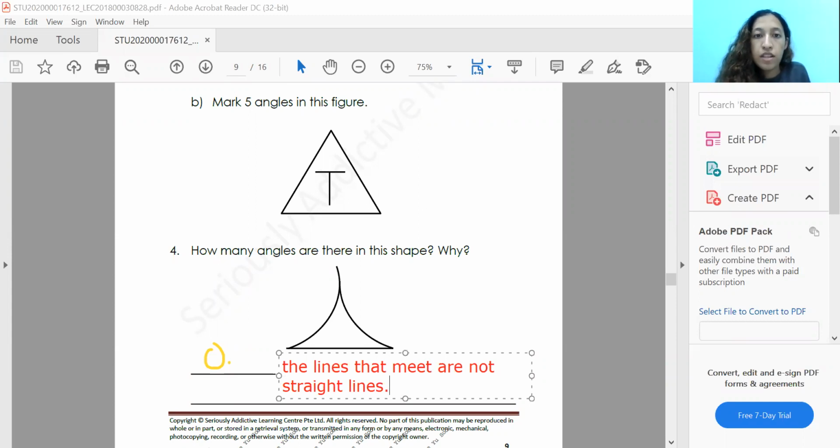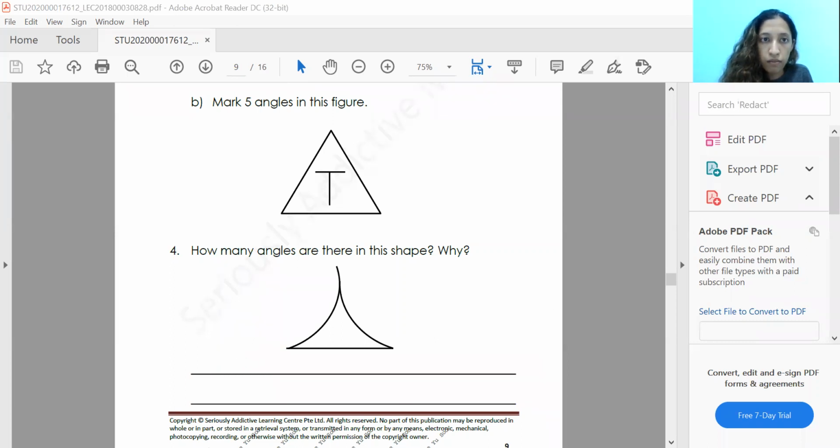Okay, so remember I told you for an angle to be formed, you need to have 2 straight lines to meet at a point. In this case, they do meet at a point, but they are not straight lines. So there are 0 angles over here. All right. Okay, so let's move on.